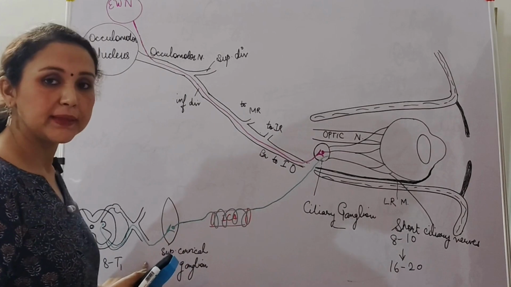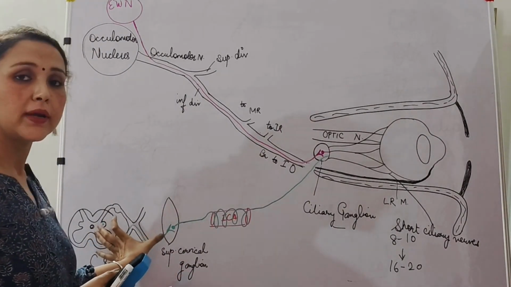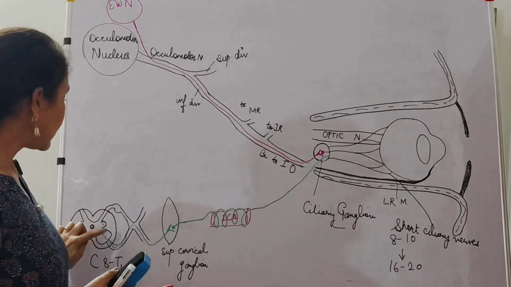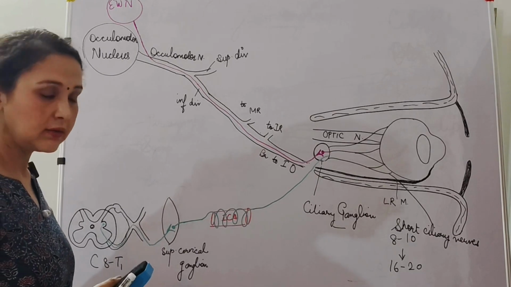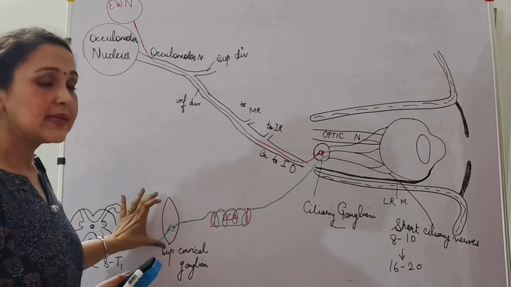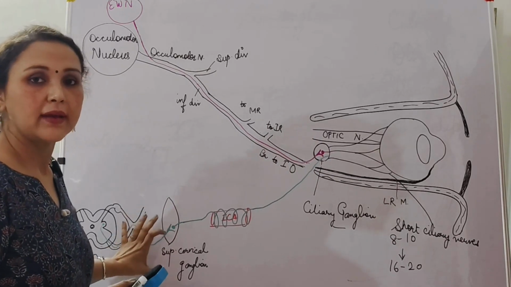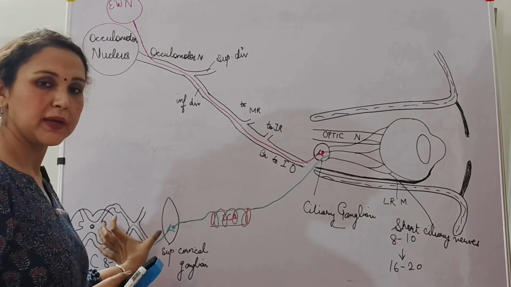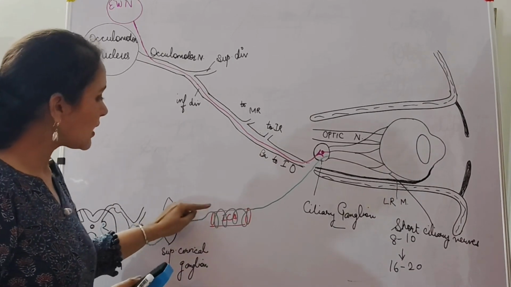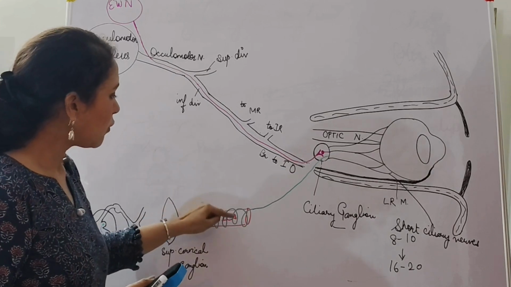Whereas in case of sympathetic, the preganglionic component is very small, arising from the lateral gray column of spinal segment C8 to T1. The relay is occurring in the superior cervical ganglion of the sympathetic chain. So the preganglionic becomes very short. The postganglionic is very long and it follows the vessel.